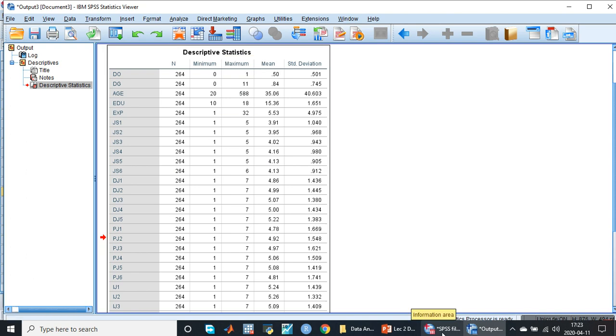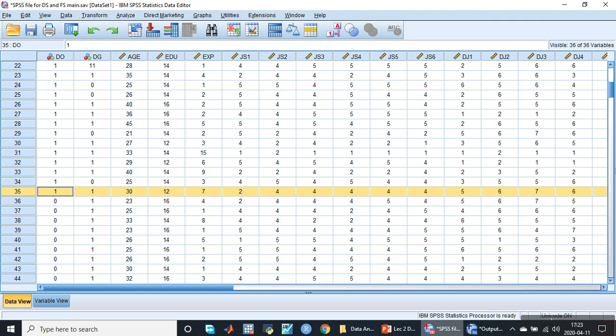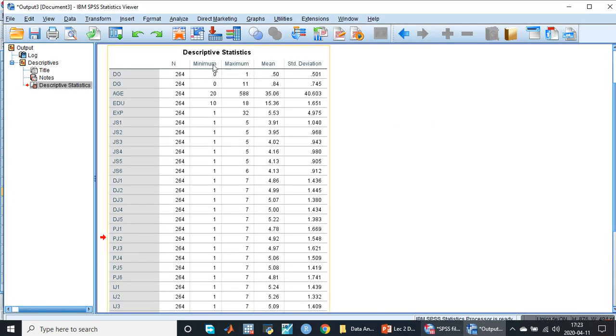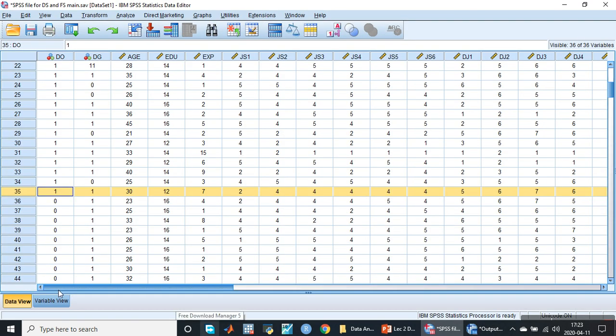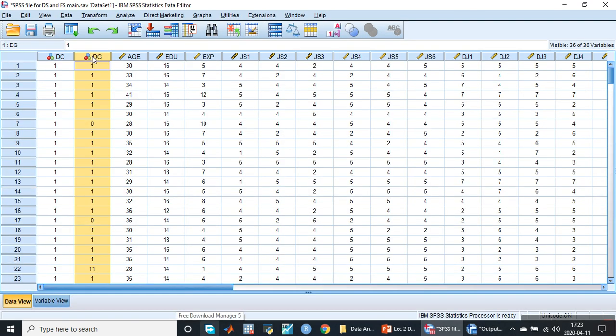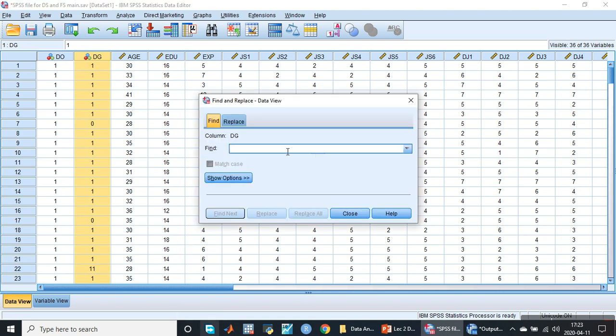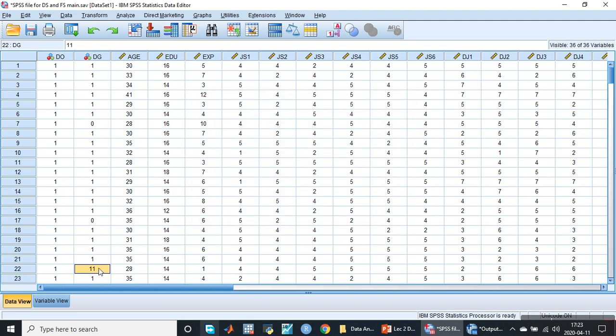This is an outlier, and we have identified this outlier from descriptive statistics. So first of all, we will identify our error and we will correct it. This error was in the dummy for the gender. We will select the whole column and then Control F, and here we will write 11 because the maximum value was 11, and we will find the next. Now this is the error we have made. Sometimes we write 1 and instead of writing 1 we enter 11.